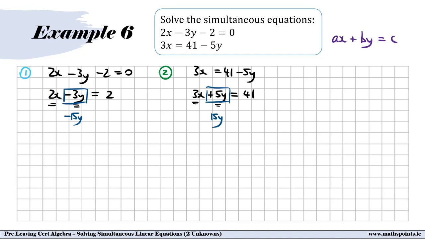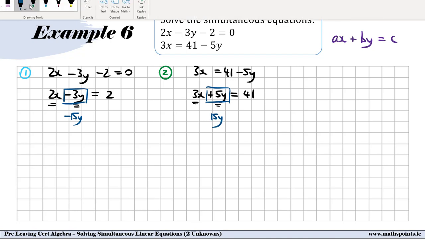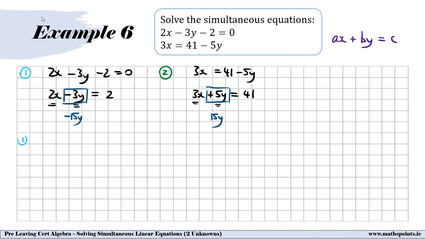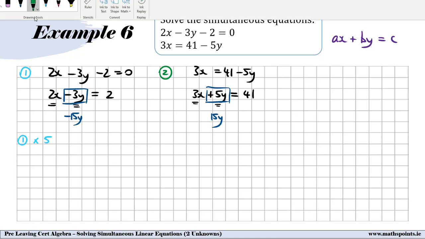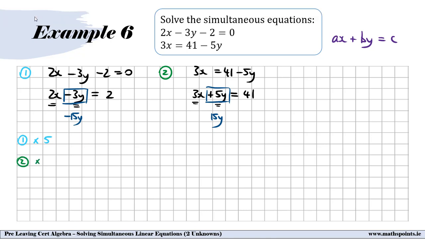And the way that I'm going to do that is I'm going to multiply equation 1 by 5, and I'm going to multiply equation 2 by 3. If I multiply equation 1 by 5, I'll get the y to be minus 15y, and if I multiply equation 2 by 3, I'll get the y's to be plus 15y. So let's go ahead and do that.